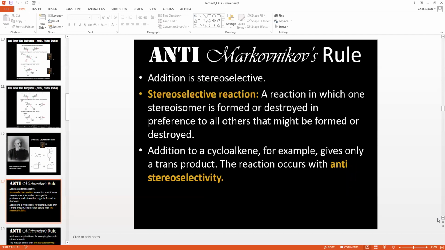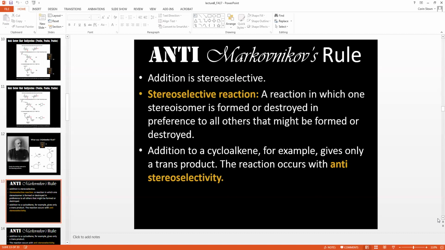Today we're going to focus, though, now that we're familiar with the anti-Markovnikov rule, on how to use Markovnikov and anti-Markovnikov to make sense of reaction mechanisms. So Markovnikov, we know. You always put your hydrogen on the least substituted carbon, and you put your carbocation on the most substituted carbon.